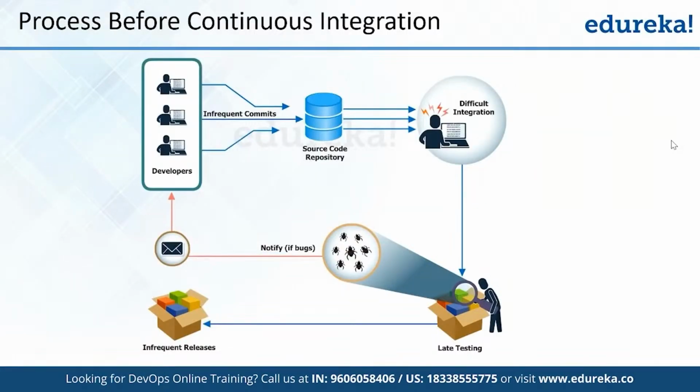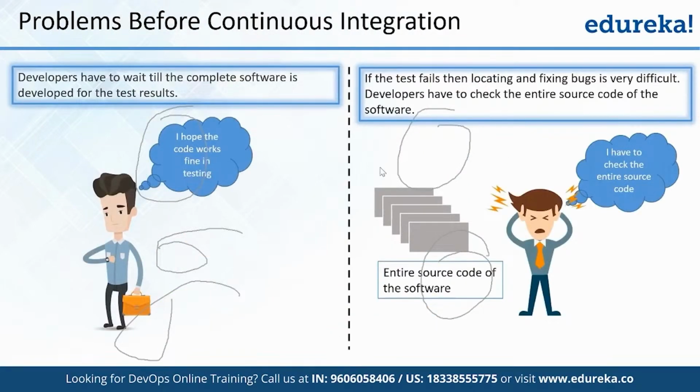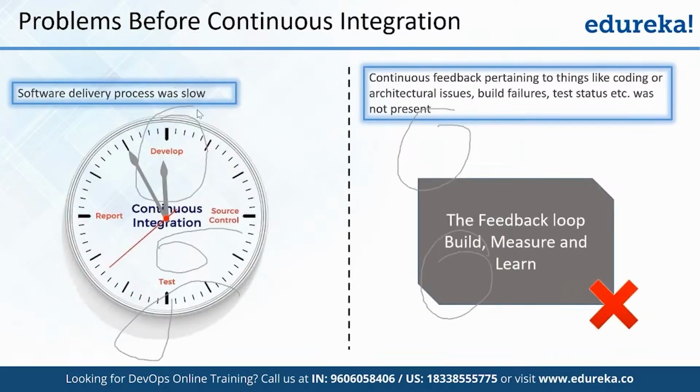So here is how the problem was earlier. Developers used to commit the code, but integration was difficult, testing was late, releases were infrequent, and bugs showed up in the higher environment at a later point of time. This was life before integration. I hope the code works fine in testing. I have to check the entire source code because it is not working. A lot of problems are faced when the code reaches the higher environment. So the software delivery process was slow because continuous integration and continuous feedback were not there.